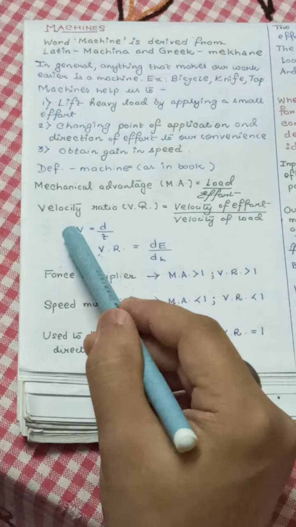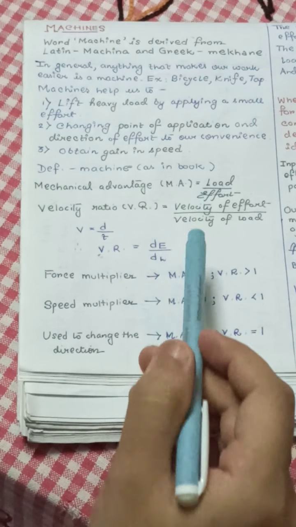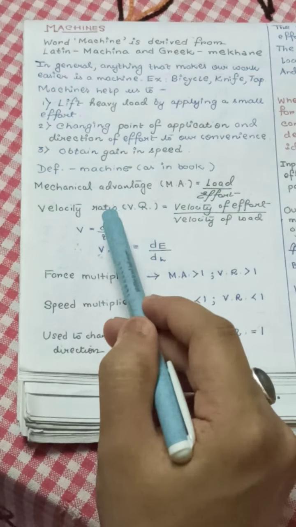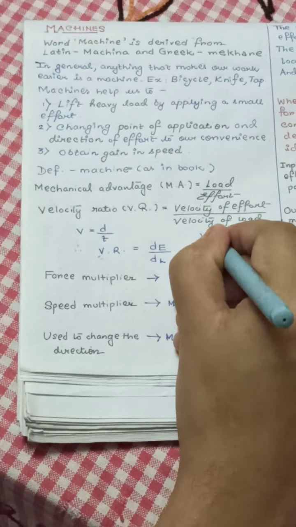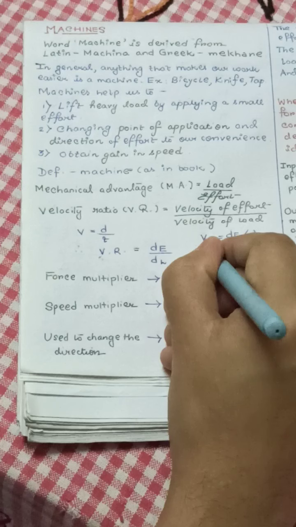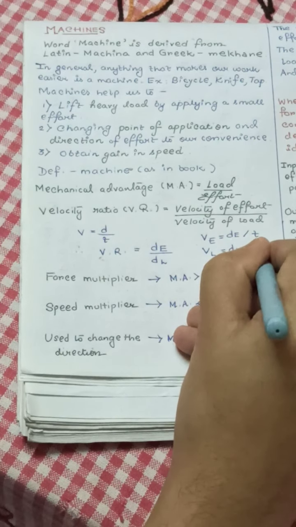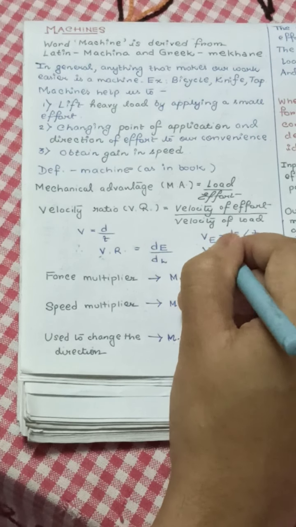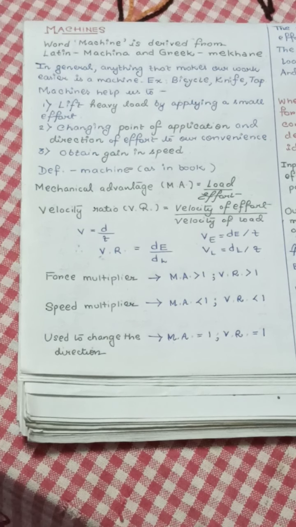Now we know that velocity, any kind of velocity, is displacement by time taken. Therefore, velocity of effort can be written as displacement of effort by time, and similarly velocity of load is displacement of load by time. So from there, VE by VL becomes dE by dL, the T cancels. So velocity ratio can also be defined as the ratio of the displacement of effort to the displacement of load.